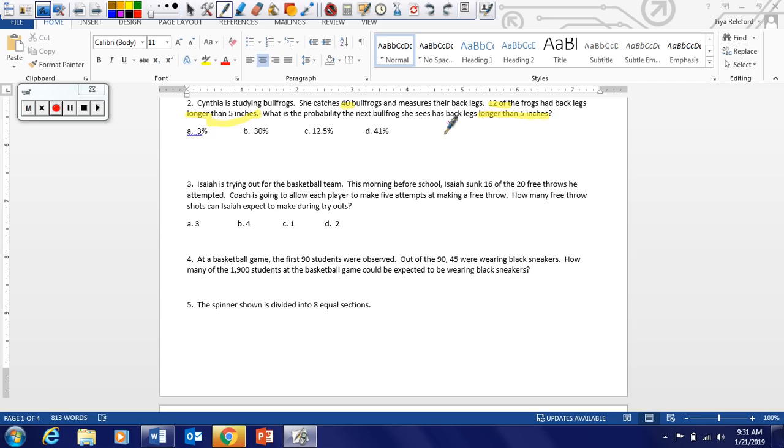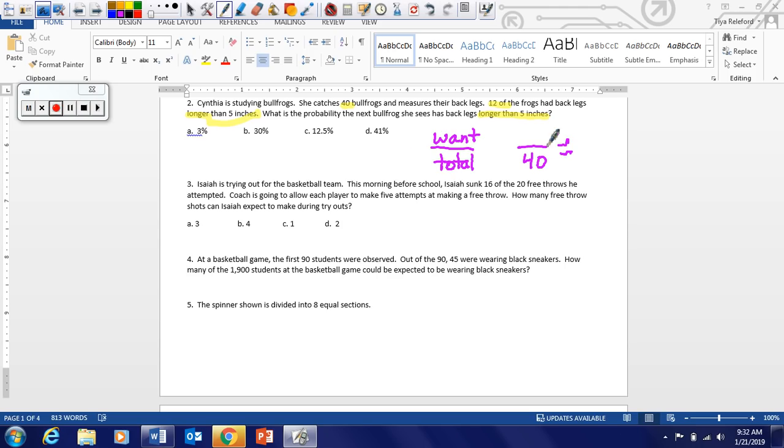Probability is what you want over the total. How many total bullfrogs did she catch? That's your bottom number. How many frogs had legs longer than 5 inches? 12 is your top number. 5 does not go in your proportion at all.